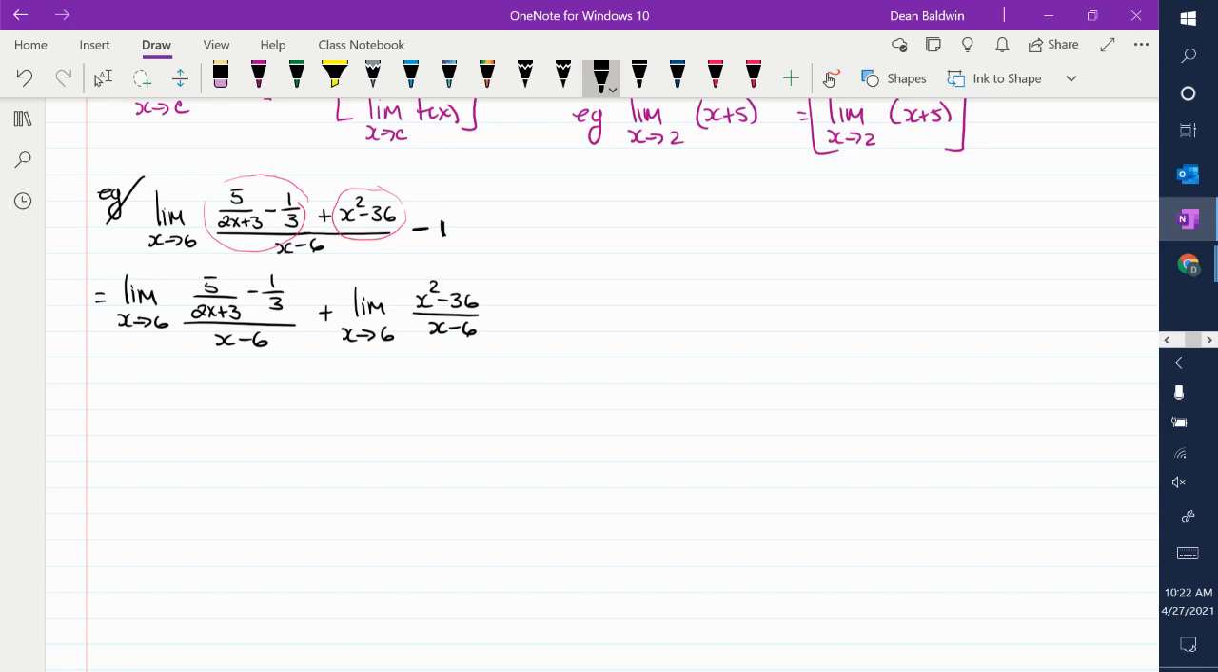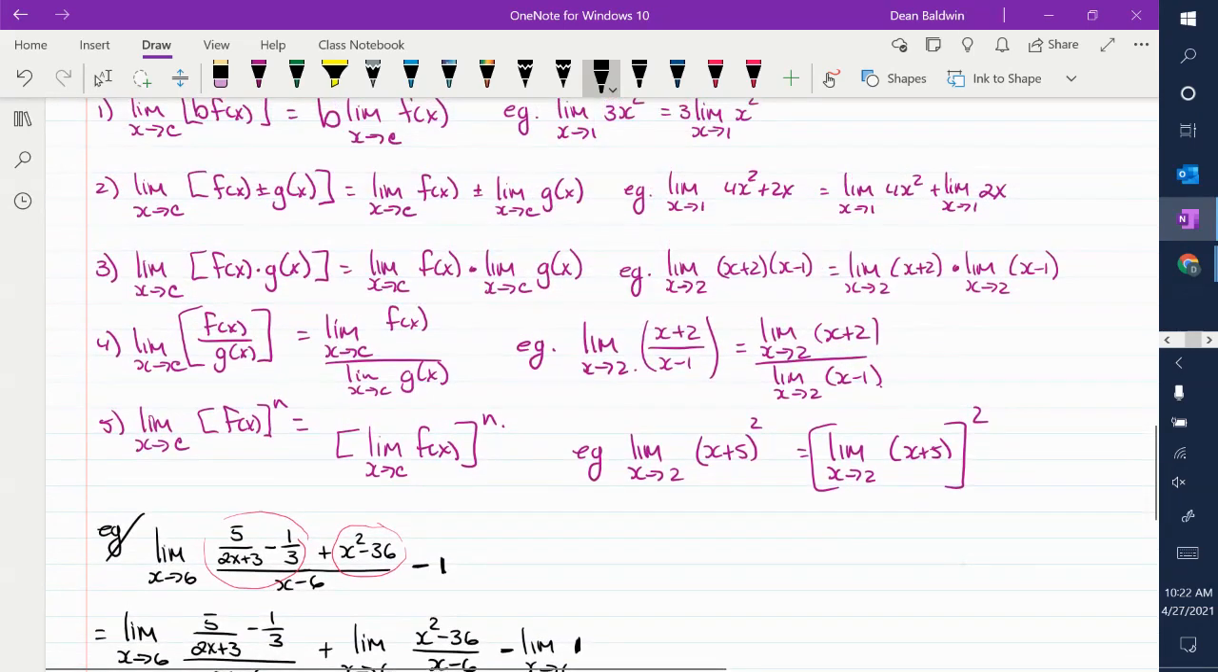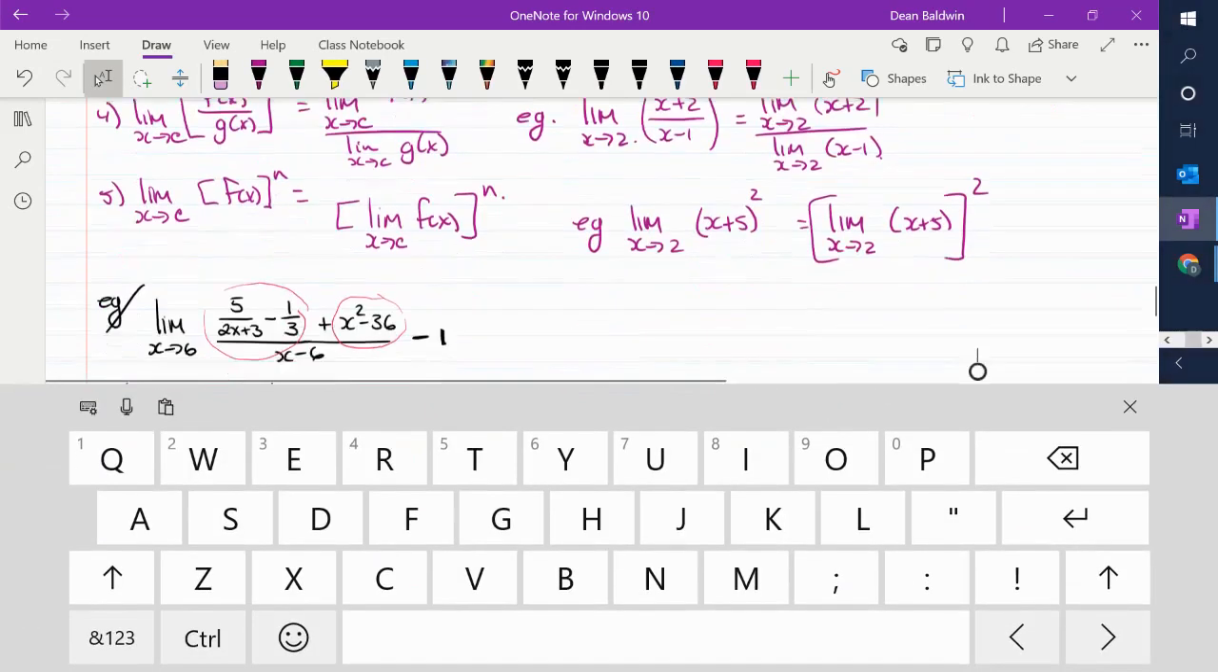And then the minus 1 thing just hangs out there by itself, but it's still a limit. So it's a limit as x goes to 6 of 1. So I can pull the negative outside of the limit. Okay? Because that's the constant. That's, if you look at the rules, essentially this rule right here.